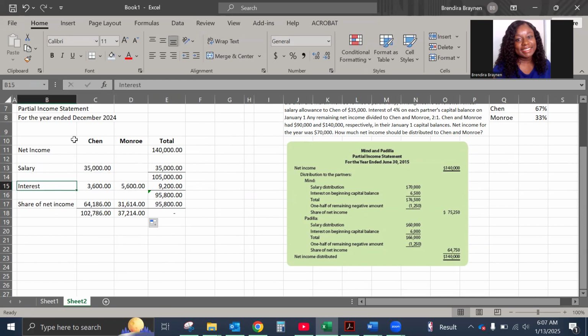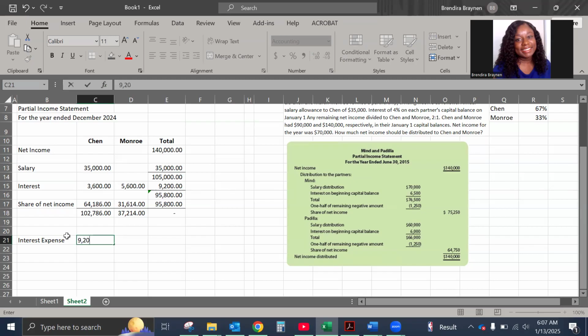Then for interest, I would debit interest expense. I could debit interest expense for the 9,200. So I could do that one. Interest expense. This is going to be my debit side, so 9,200, the total of the two. And then I can credit Chen capital and Monroe capital for the relevant amounts.